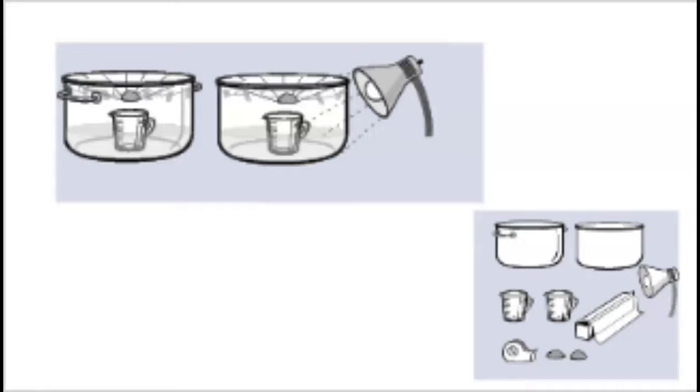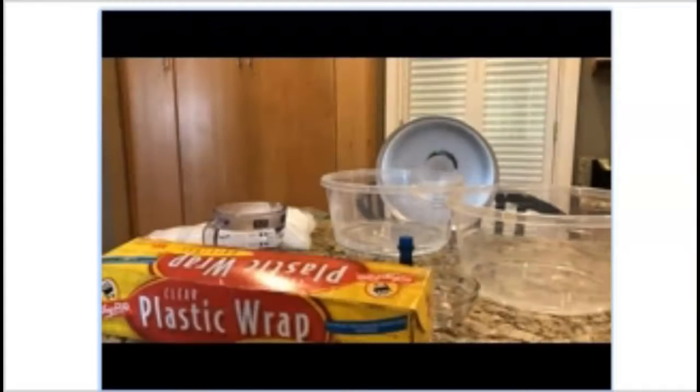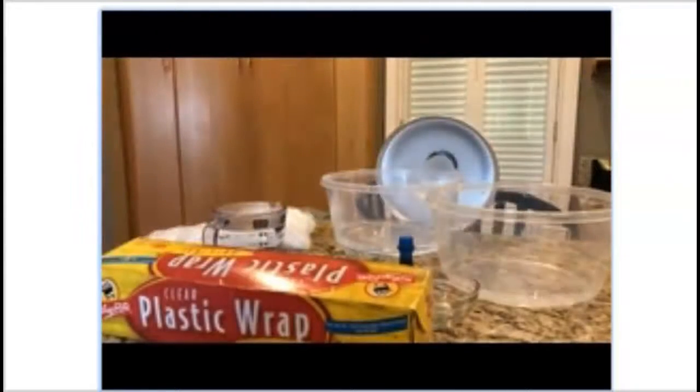I used the following materials: 2 plastic containers, 2 small cups, 2 packs of ice, tape, plastic wrap, a lamp with an incandescent bulb, food coloring, and water. Let me show you how I set up this activity. To set up this experiment, I have these materials. I have 2 containers. I've already started to fill them with water.